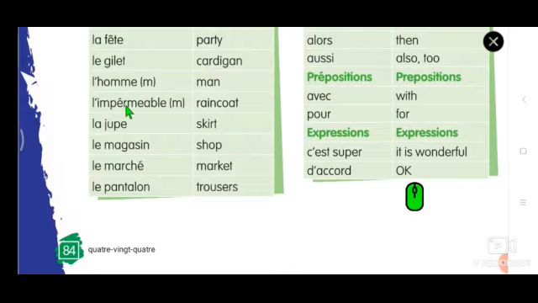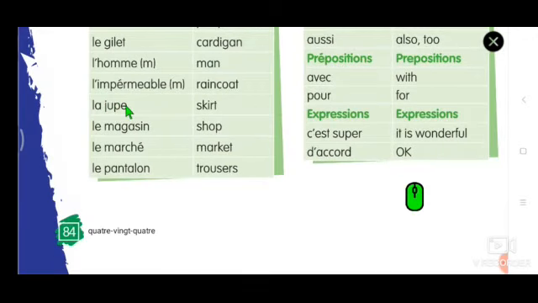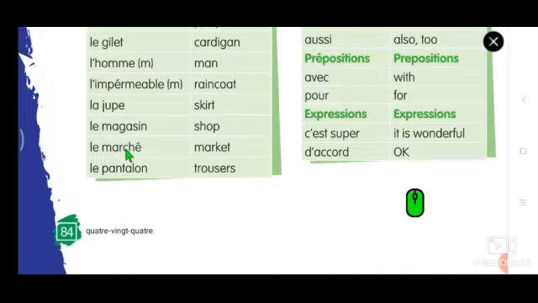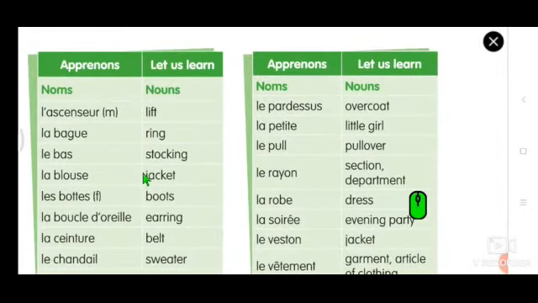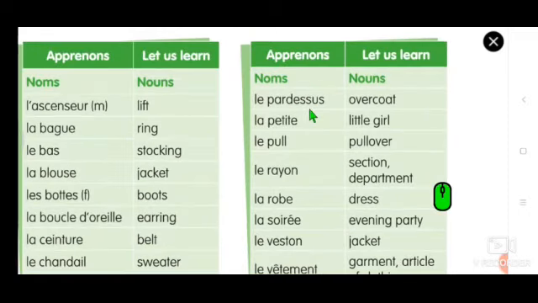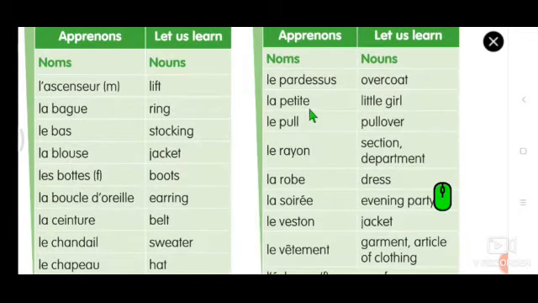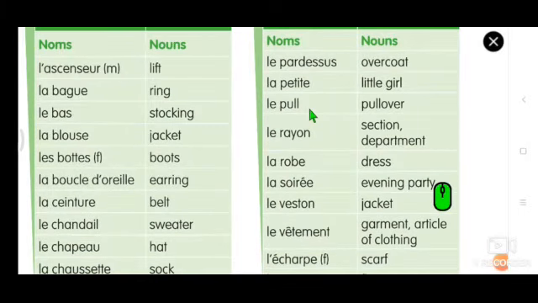L'imperméable, la jupe, le magasin, le marché, le pantalon, le par-dessus, l'appétit, le pull.